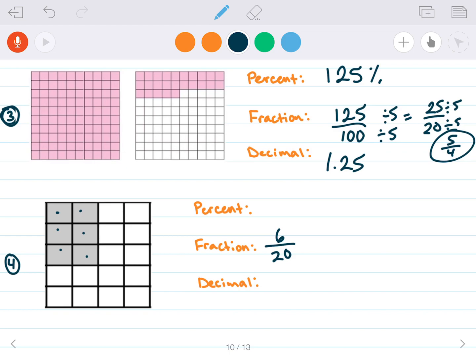Okay, so this is a fraction, right? Now, if I want to figure out what the equivalent percentage is, I can reduce this if I wanted to. I can reduce this by 2. If I divide top and bottom by 2, I get 3 out of 10. So this is my fraction.